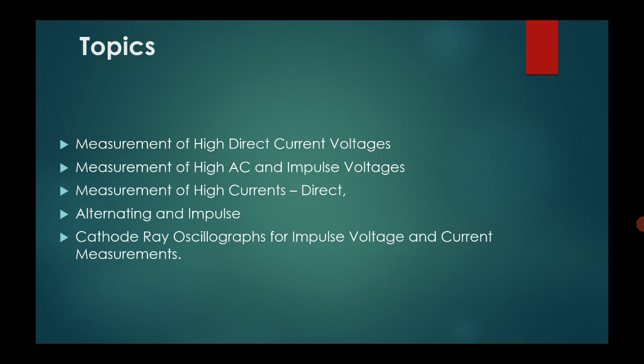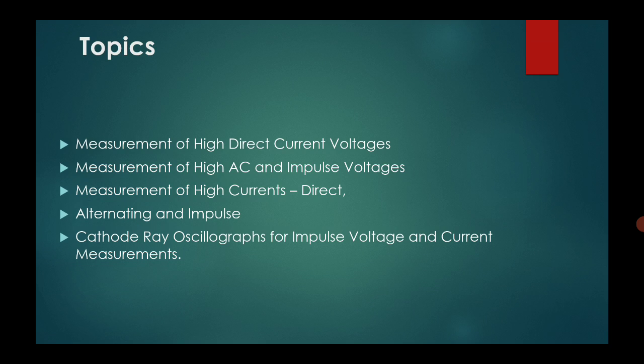Now the topics we are going to cover: the measurement of high direct current voltages, that is DC voltages. Then we will be talking about high AC voltages as well as impulse voltages. Then we are going to see the measurement of high DC current. Then we will be talking about the alternating and impulse currents.